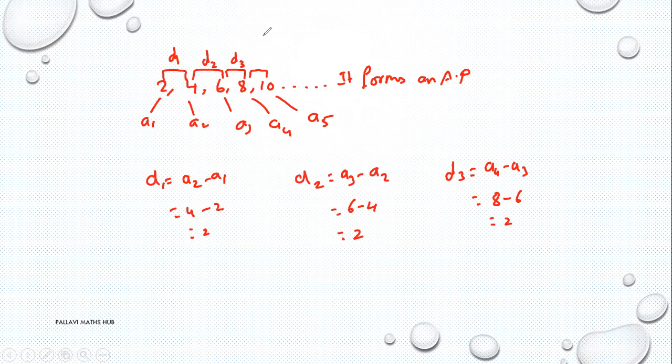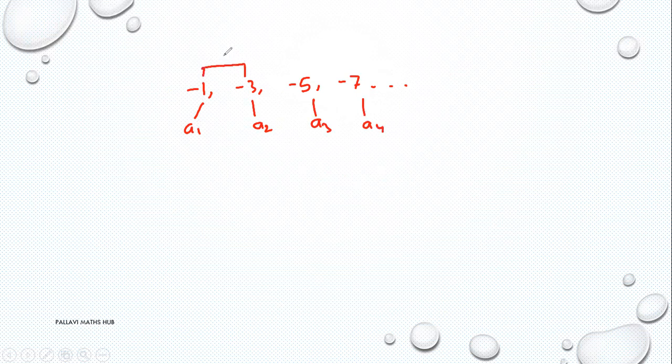For negative terms, I will give one more example. Minus 1, minus 3, minus 5, minus 7, continuing. First number A1, A2, A3, and this one is A4. Now find the common difference, D1. D1 is equal to A2 minus A1. A2 is minus 3, minus A1 is minus 1, which is equal to minus 3, minus into minus plus 1, which is equal to minus 2.